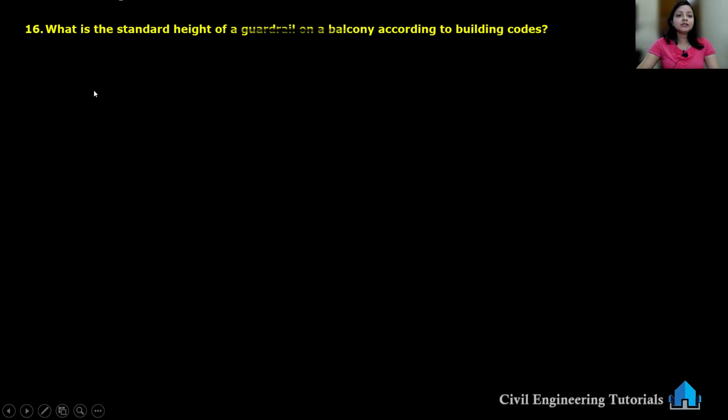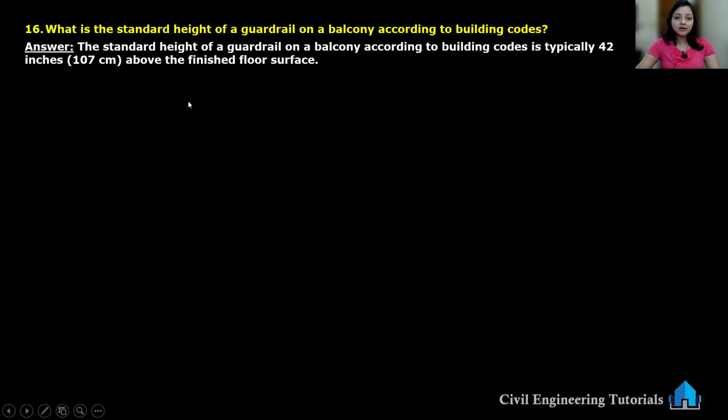Next, what is the standard height of a guardrail on a balcony according to building codes? So, the standard height of a guardrail on a balcony according to building codes is typically 42 inches, that is 107 centimeter above the finished floor surface. Okay.